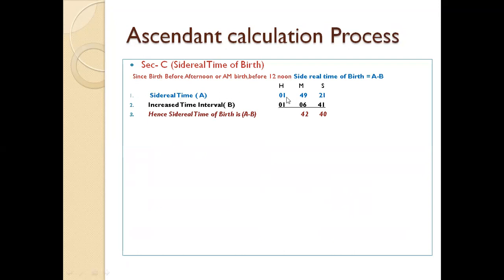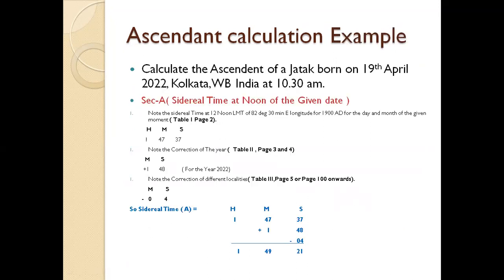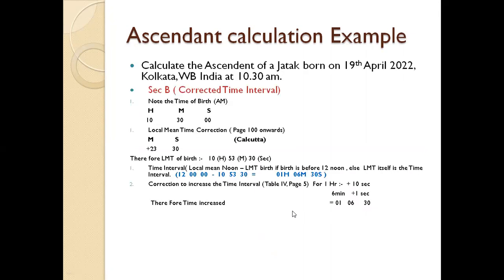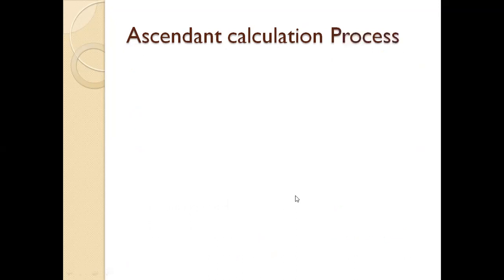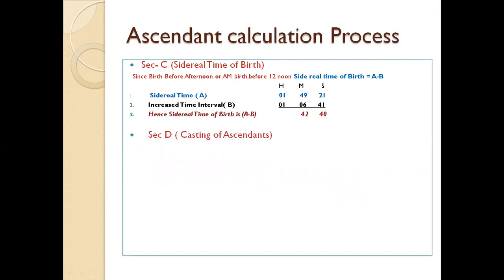So sidereal A, we have got, you see, it was 1 hour, 49 minutes, and 21 seconds. And section B, we got 1 hour, 6 minutes, and 41 seconds. So we are just subtracting it because it is a birth before 12 noon. So the sidereal time of birth, we have now received the exact one, 42 minutes and 40 seconds only.